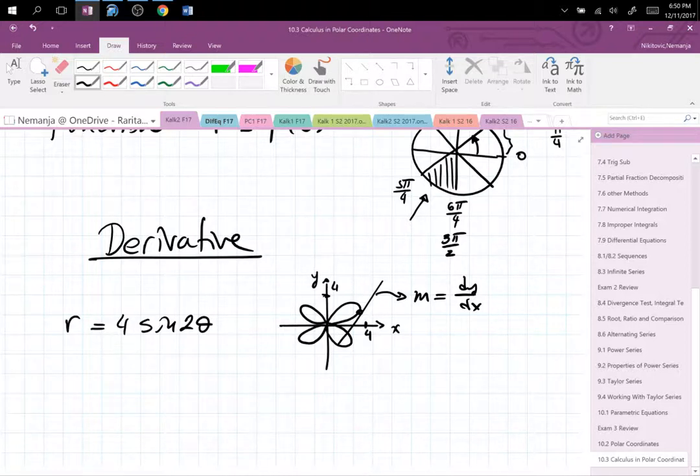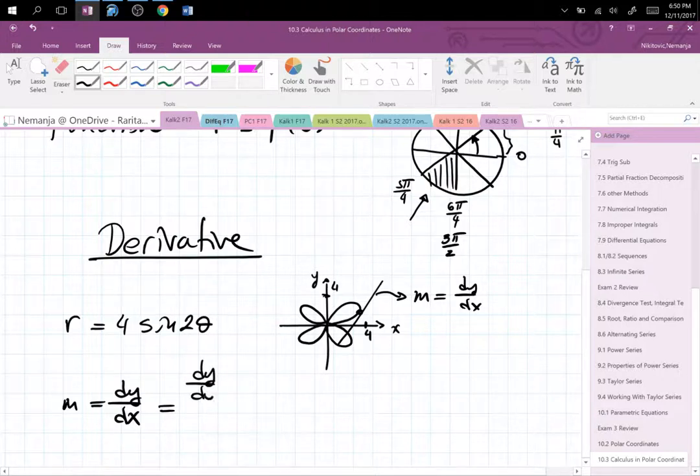So what do I know? I know that the slope is going to be dy dx, so I am in search of dy dx. Now if we use the clever thing, we are going to get dy d theta divided by dx d theta.